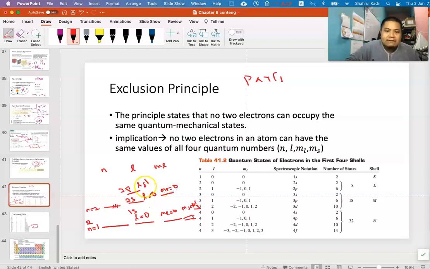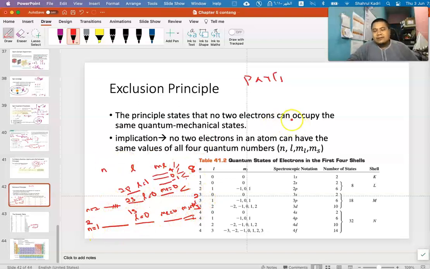Okay, and then for L equal to 1, it can have ML 0, ML 1, and ML negative 1. For each of these states, it can have two spins, plus up and plus down. So this is up and down, this is up and down, and this is also up and down. So how many do we have? 1, 2, 3, 4, 5, 6, 8. So we can have 8 electrons at n equal to 2. For n equal to 1, we have 2, and so on.